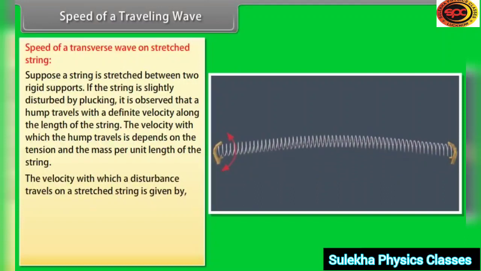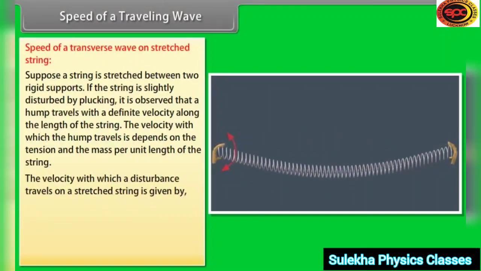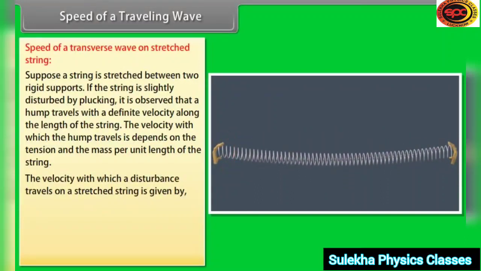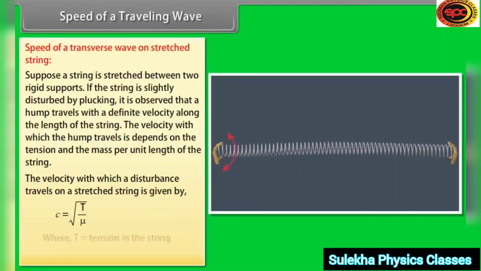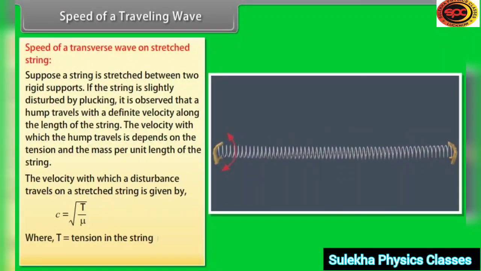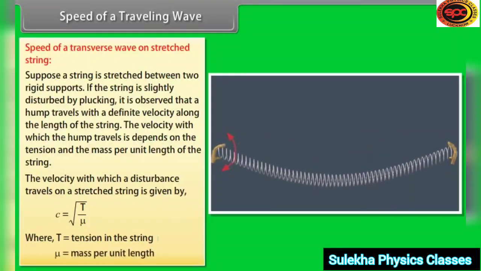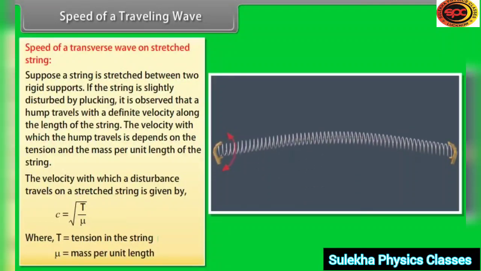The velocity with which the hump travels depends on the tension and mass per unit length of the string. The velocity with which a disturbance travels on a stretched string is given by c is equal to under root T upon mu, where T is equal to tension in the string, mu is equal to mass per unit length.